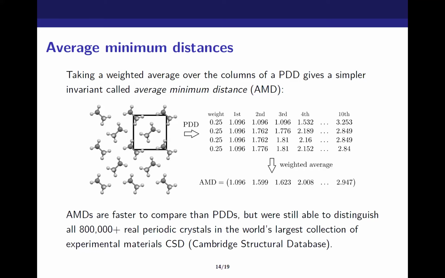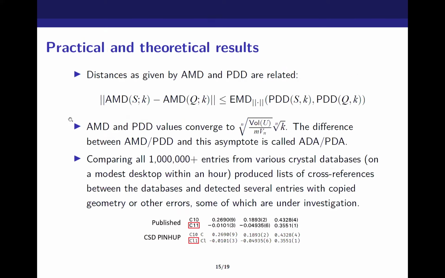So you can use this vector for fast calculations, and we have a few results that relate these. Of course, this is less information, but it's still, practically speaking, very distinguishing. It still retains a lot of the information, just not necessarily all of it. Okay. The top is a statement relating the distances of one to the other. So AMD, this simpler one, can be used as a cheap, inexpensive filter, and you can recompare later by the more expensive one.